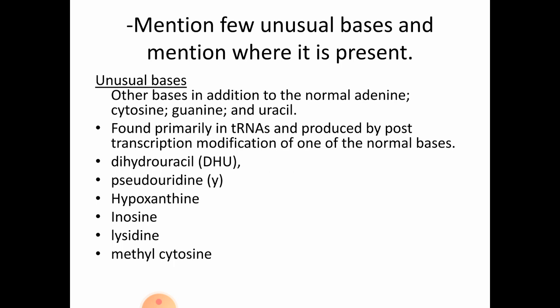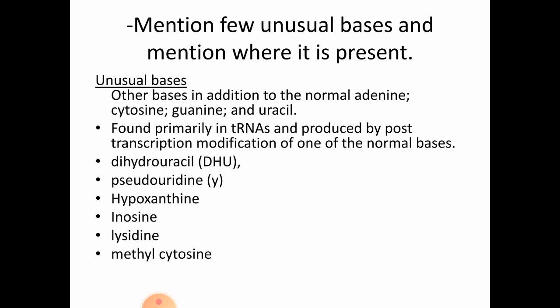Next question. Mention a few unusual bases and mention where they are present. First you have to define what unusual bases are, and give some examples. Unusual bases are other bases in addition to the normal adenine, cytosine, guanine and uracil. Other than these bases, they are called the unusual bases, and they are found primarily in tRNAs, and are produced by post-transcriptional modification of one of the normal bases.